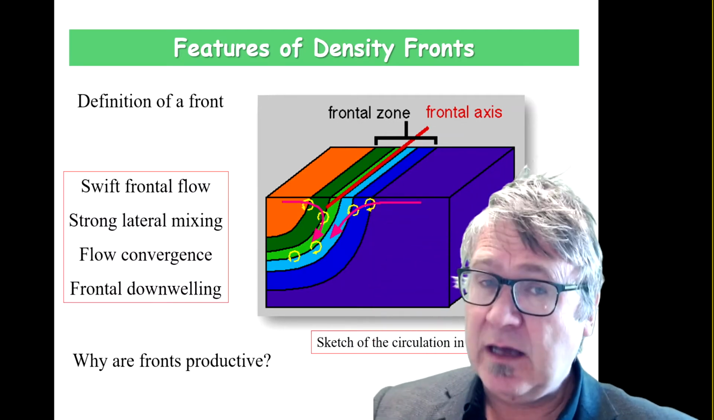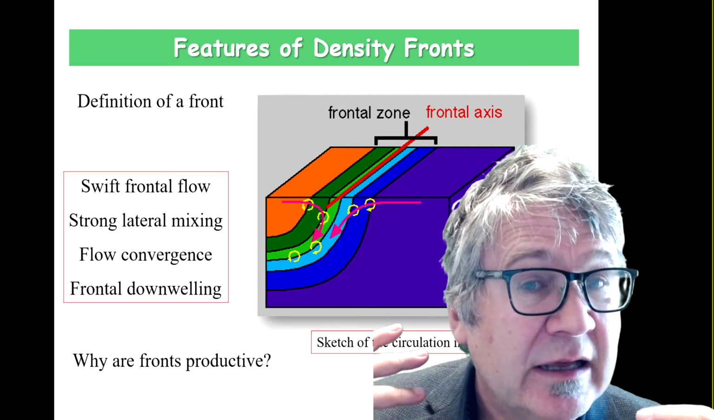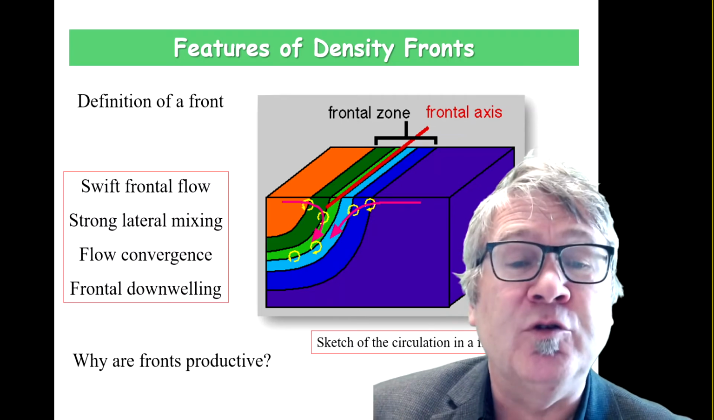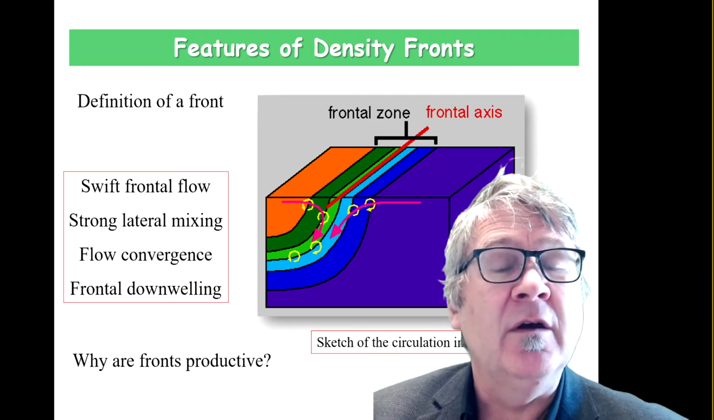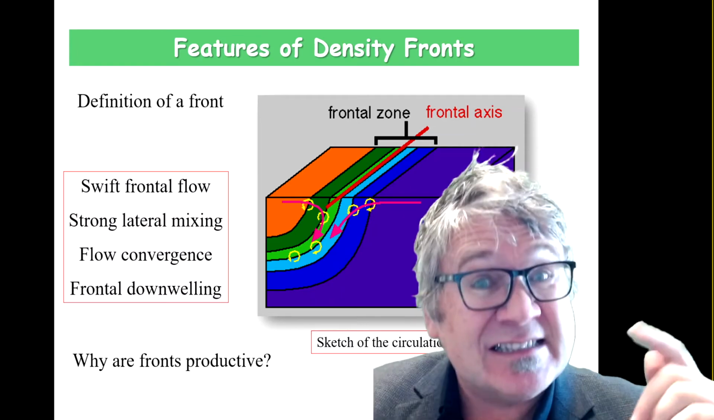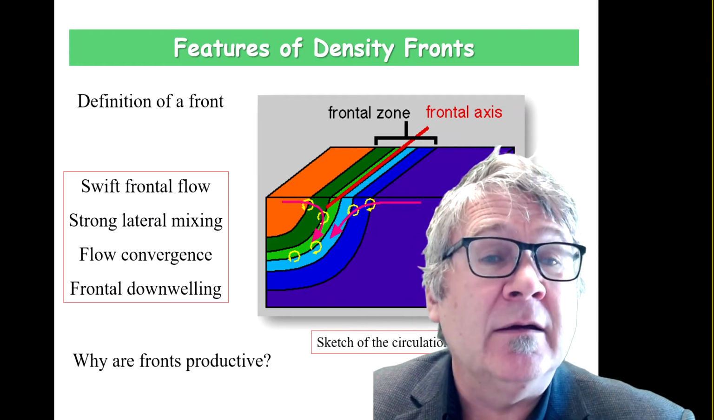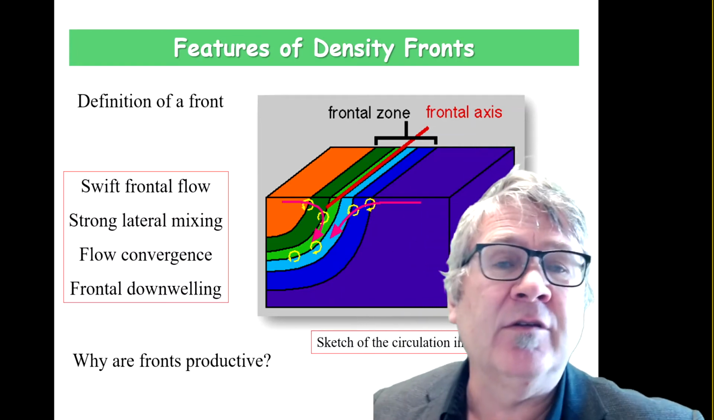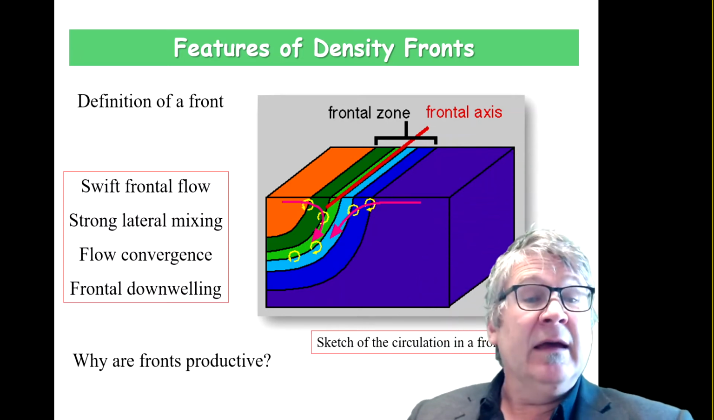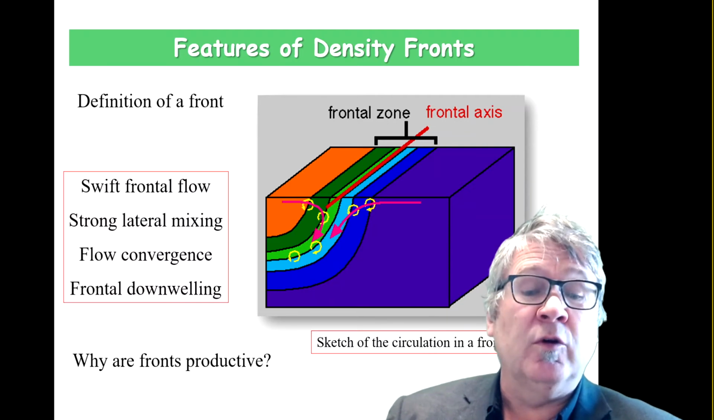The other answer is that the turbulence, the eddies that are produced by the frontal currents, can indeed produce upwelling. Some of the eddies can produce upwelling, lifting nutrients into the surface layer. So that's what you should know.